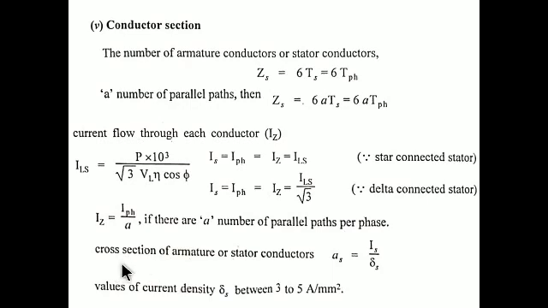Then the next one is nothing but the cross-section area of the conductors. If we need to find the cross-section area of the armature slot conductors, that is As, it is found by the formula Iz divided by delta s. Iz is nothing but the current in the stator conductor, and delta s is nothing but the current density of the stator. Generally, the current density value lies between 3 to 5 ampere per mm square. This is the basic assumption. We have to use this kind of data for problem assumptions.